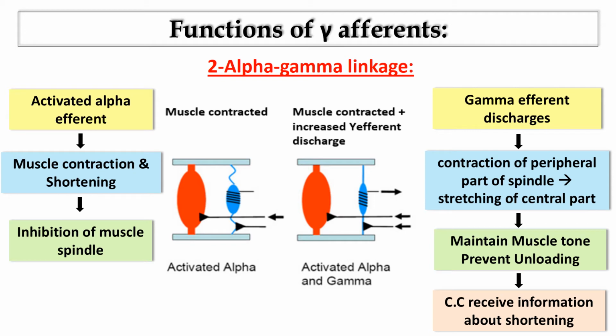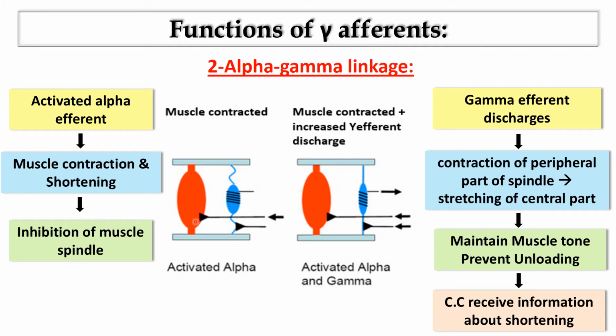What is the other function of the gamma efferents? Alpha-gamma linkage. What is the alpha-gamma linkage? Let us imagine when alpha efferents are stimulated. The alpha motor neuron in the spinal cord, when stimulated, sends impulses along the alpha motor fibers that supply the extrafusal muscle fibers, so the muscle contracts. It is the normal active contraction we know about the muscle. The cortex sends impulses to the alpha motor neurons, and the alpha fibers are stimulated, so the muscle contracts.